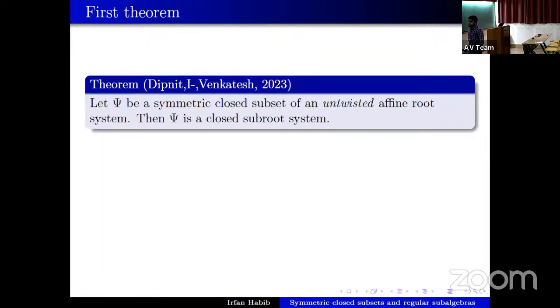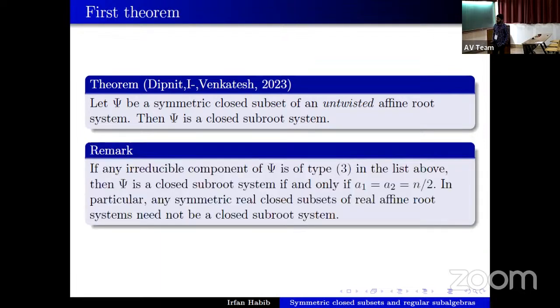So here is our first theorem using the classification. If you take any symmetric closed subset Xi of an untwisted affine root system, then Xi has to be a closed subroot system. If you remember, this was exactly the statement for the finite case, and we are trying to understand this for the affine case.